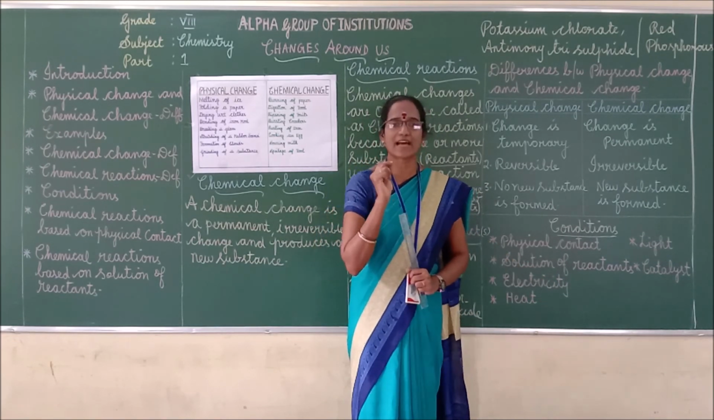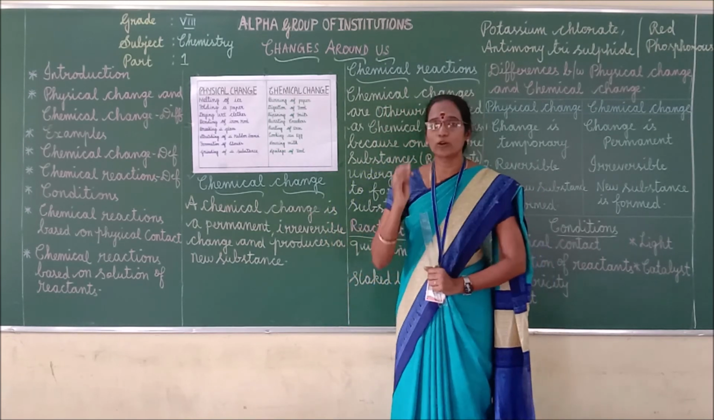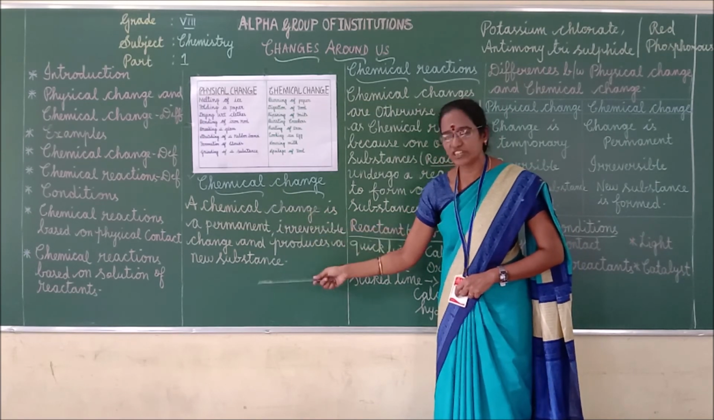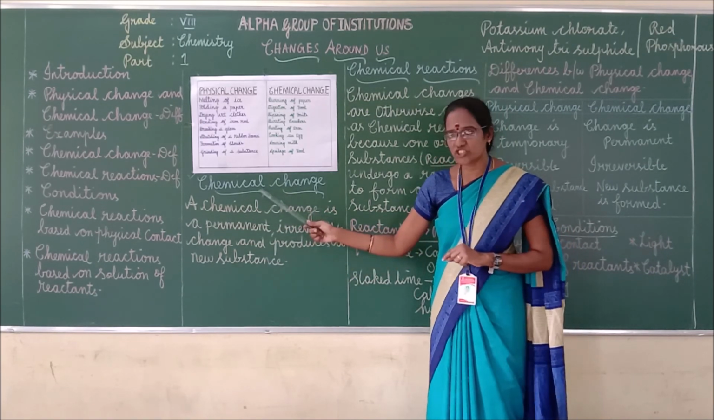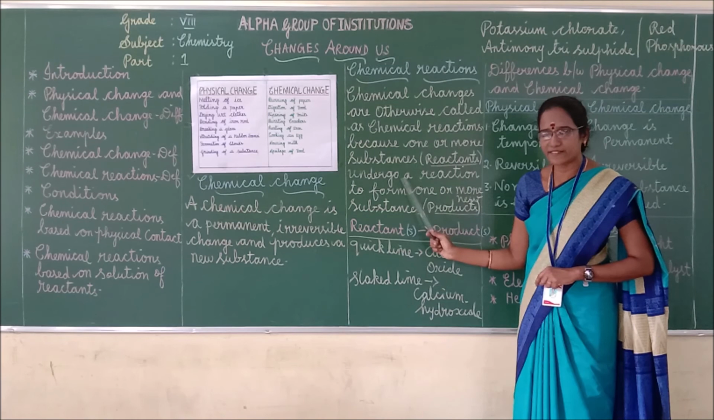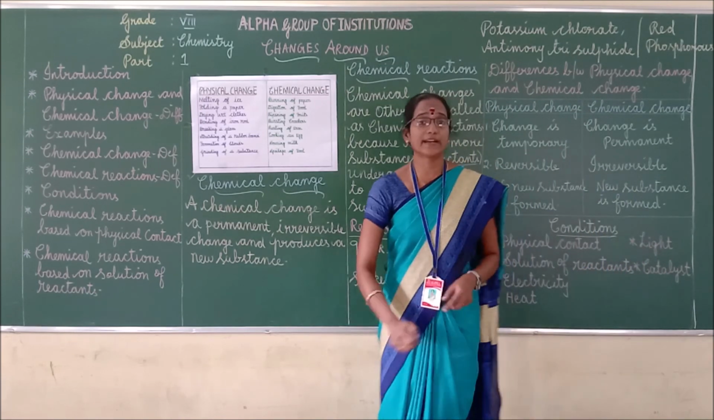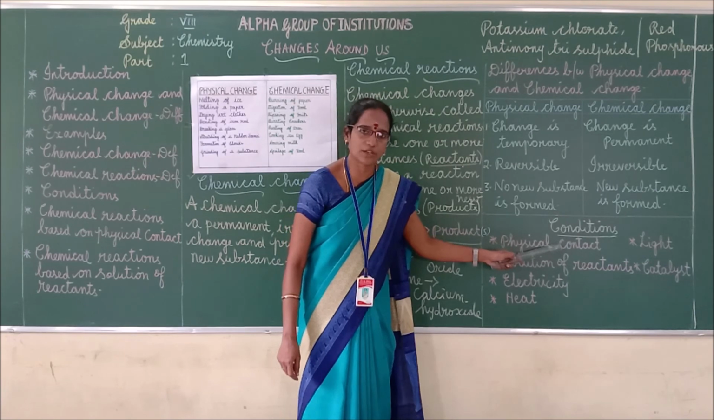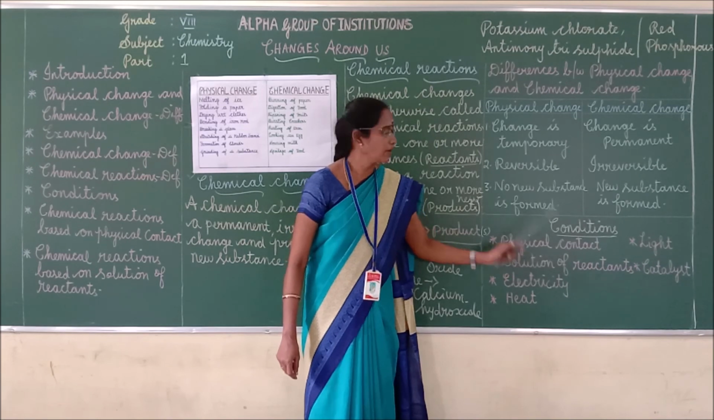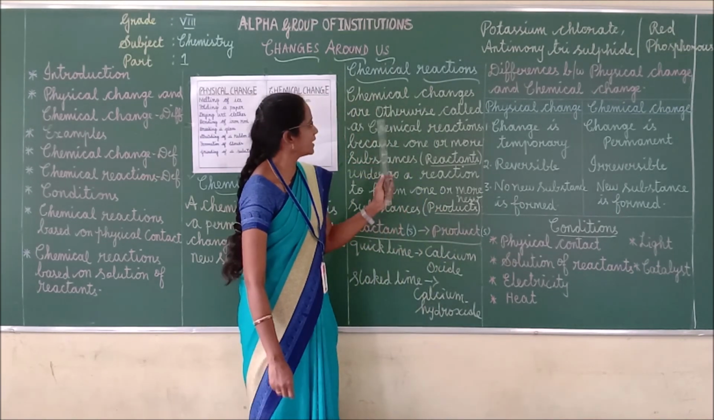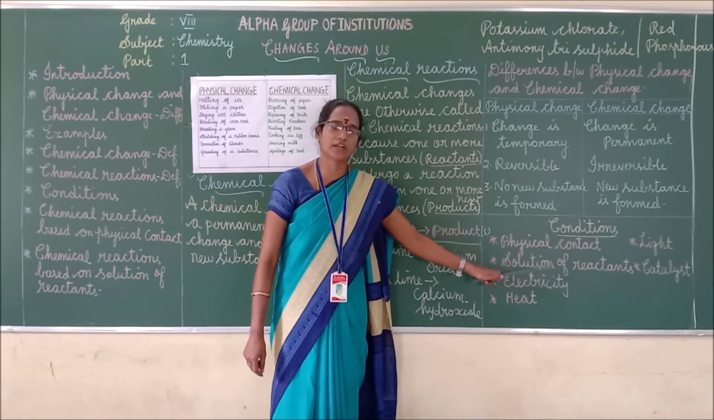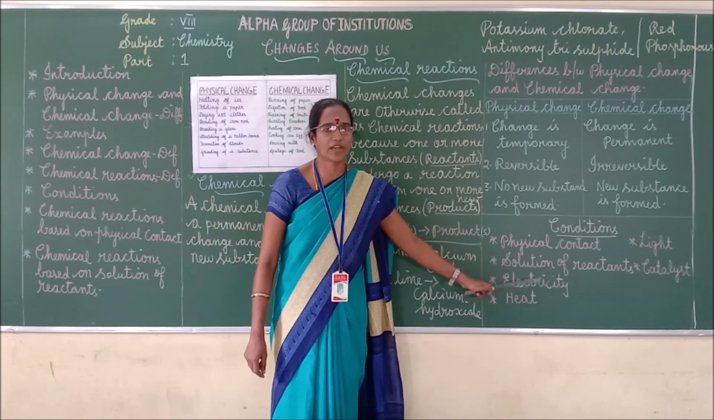Now this is the assignment time. I am going to give you 3 question answers, children. First question: what is a chemical change? Definition is given here, right? Second question: what is meant by chemical reactions? And third one: what are the conditions required for a chemical reaction to take place? So 6 conditions are given. You have to learn and write these 3 question answers, 1, 2 and 3, 2 times. Without fail. Right, children?